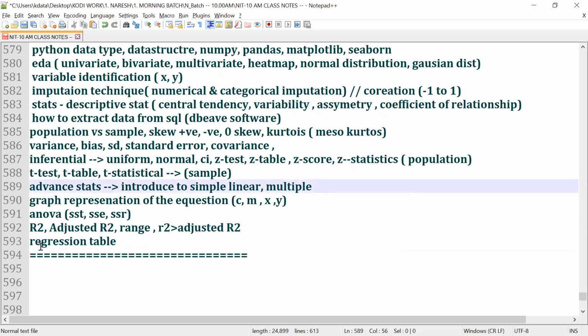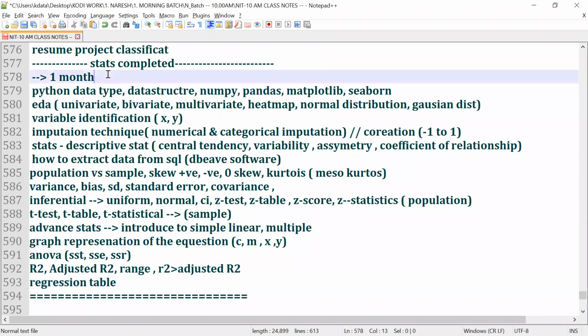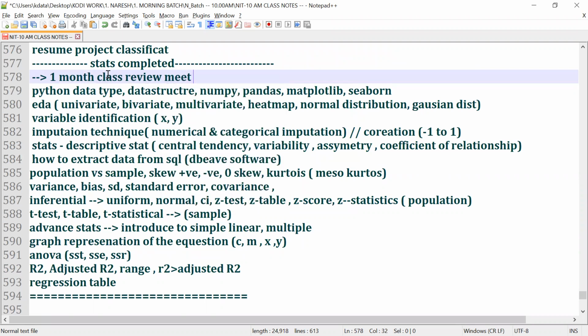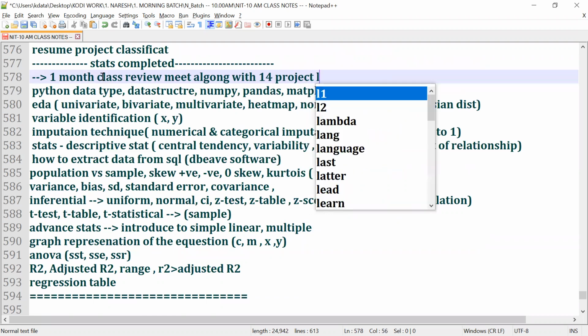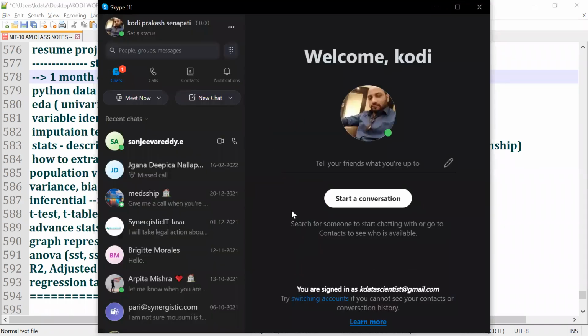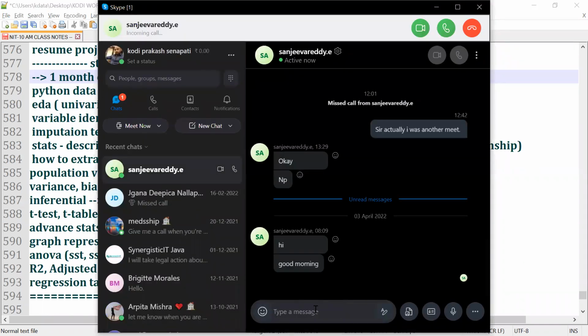In your resume, you have to mention R square, adjusted R square. I wanted to show a resume, but not right now. Understand? I will show the resume. I have many resumes, which I got from UK, US folks, I mean, IITians. I'll share those. But this is the 1 month class review meet along with the 14 project list along with, oh, 1 second.